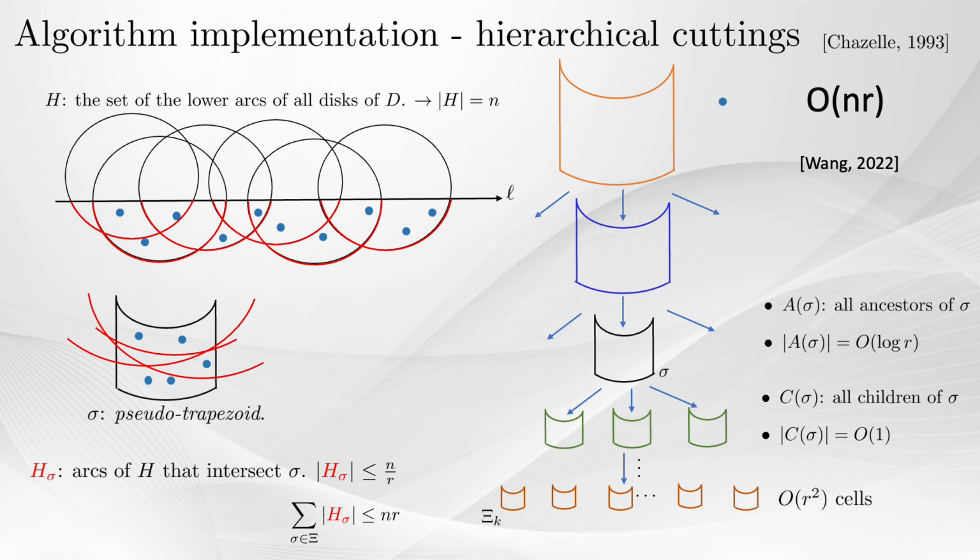Then we process the points. For each dual point, we do point location to see which cell of the last level it is located in. Since there are O(r squared) cells and we have O(m) points, each cell in the last layer will have O(m divided by r squared) points.